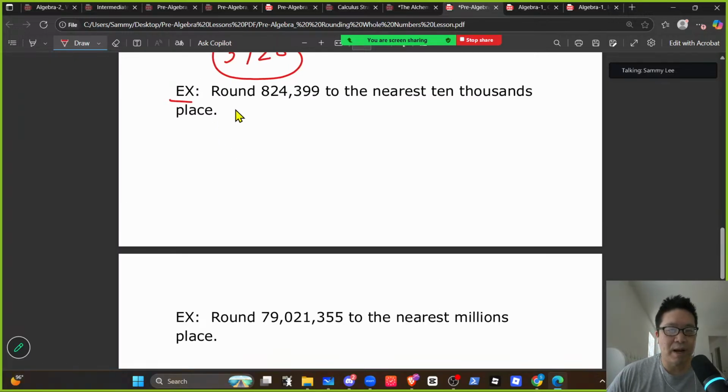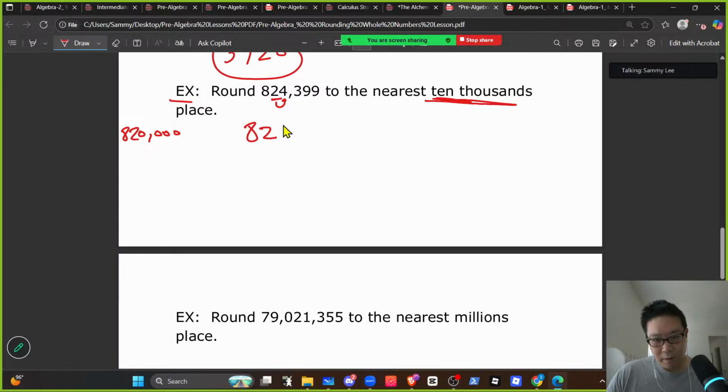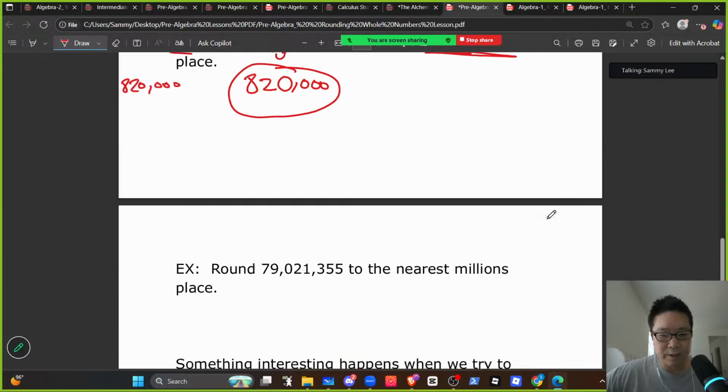Let's try this one. Round 824,399 to the nearest 10,000s place. 820,000. Okay, so the 10,000s place is 2. The number next to it is a 4, so we're going to round down. So 8 stays the same, 2 stays the same. 4 is going to get turned into 0, and everything else gets turned into a 0. So 820,000. Very good. All right, let's try another one.